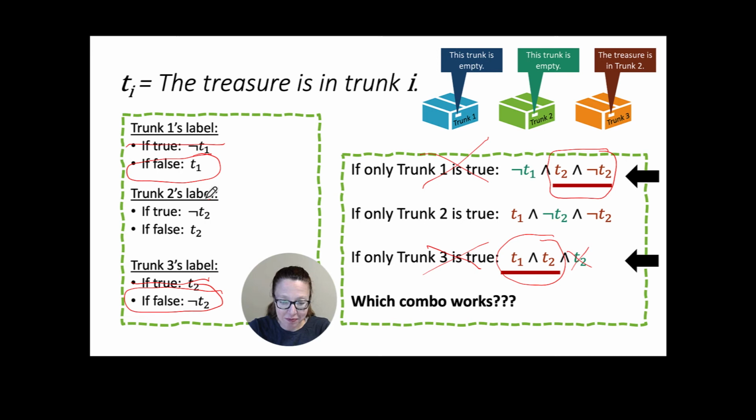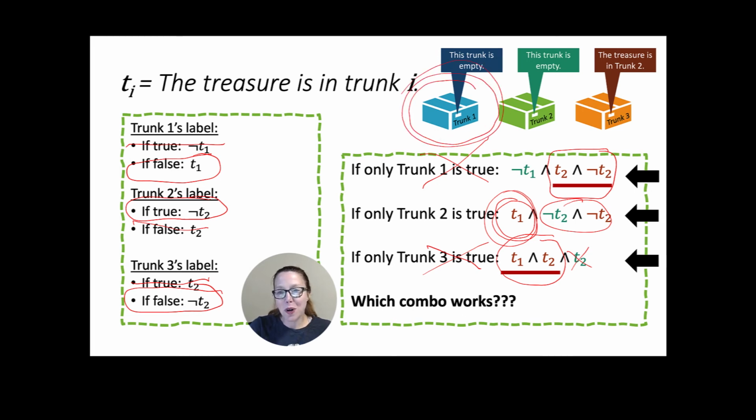we're in this situation where trunk 2's label is the one we must consider. But does that even work on its own? Let's consider finally that possibility. And what we see is what's stated in this compound proposition is T1 and the negation of T2 and the negation of T2. Well, that says the treasure is in trunk 1 and the treasure is not in trunk 2 and the treasure is not in trunk 2. So these work together just fine. And the only possible solution is that the treasure is in trunk 1. So that's the one that we want to open.